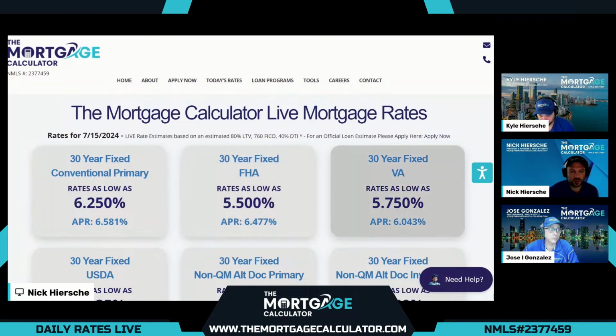Moving on to our VA options. Remember, VA is only for our eligible active service members and veterans. If you are eligible, these programs are amazing. Rates today, 5.75, final APR, 6.043. Hopefully we see it drop under 6 here shortly. Now, as you can see, the APR for a VA program is better than FHA or conventional. So anybody that is eligible, definitely take advantage of the VA programs and your eligibility.